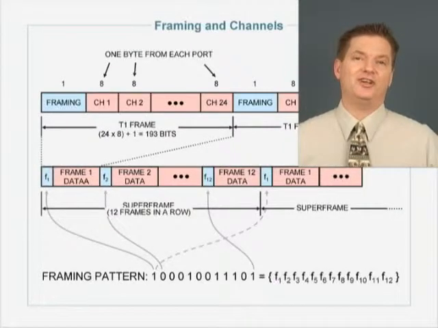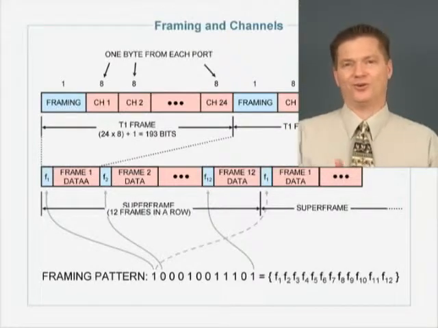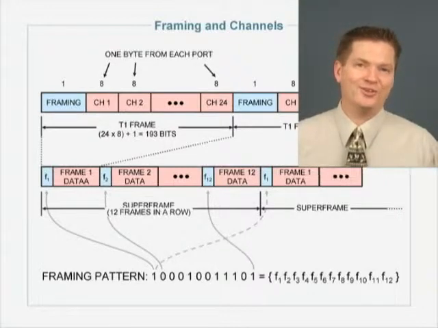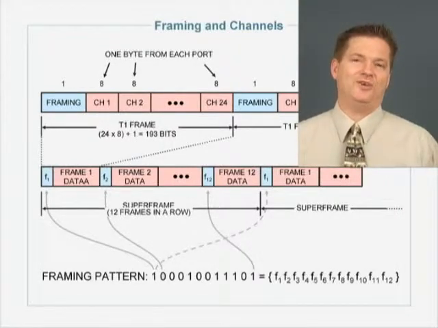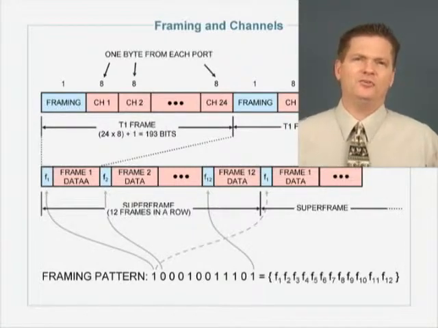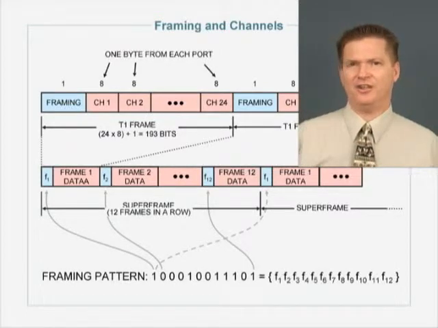Now you might be thinking, what good is one framing bit? It could be either a 0 or a 1. It looks just like all of the data bits. It's not painted orange. And you'd be right. One framing bit is not very useful. Don't we need some sort of pattern of bits that we could recognize at the far end?